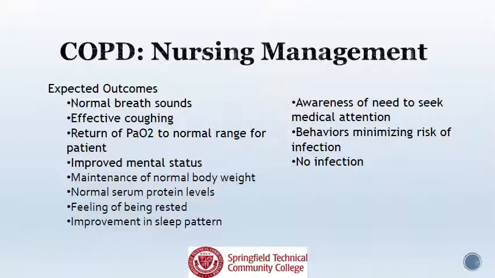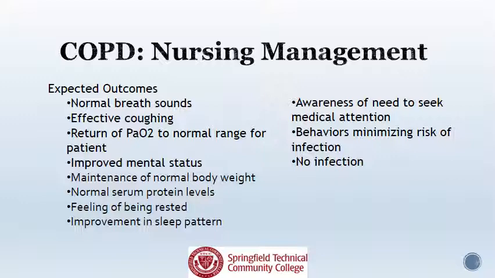What are your expected outcomes for your patients with COPD? Normal breath sounds, effective coughing, have them clear that mucus, return of the oxygen to normal range for the patient. And remember, these patients have chronic respiratory illness, so you're not going to expect them to be 100% on room air. Make sure you ask the patient, do you wear oxygen at home? What's your normal O2 sat? Because many of them can tell you. You can get a little O2 monitor on Amazon for like $15, and it can tell you exactly what your heart rate and your O2 sat is. Most of these patients are used to monitoring their oxygen.